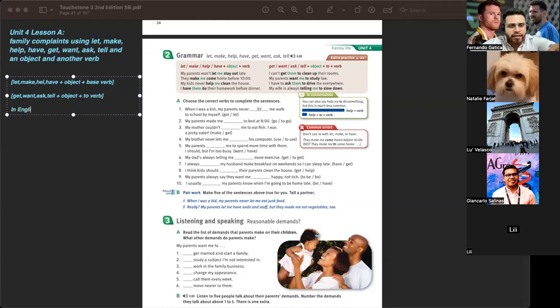In English grammar, an object is a person or thing that goes after a verb. So remember, object is not only for things. An object is not only things, it's also for people.